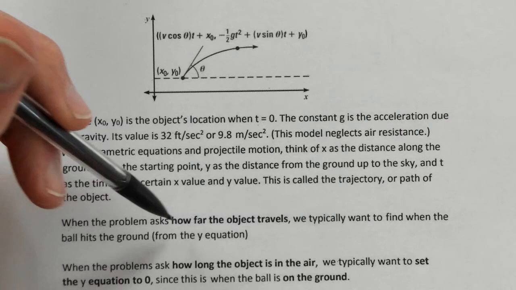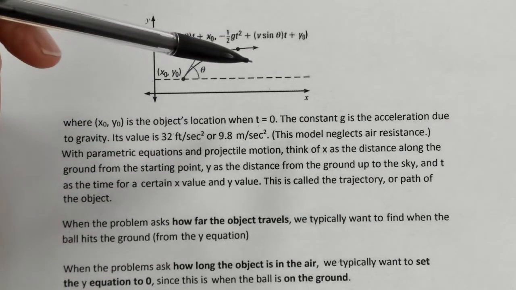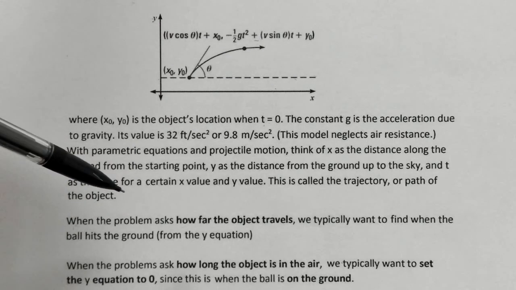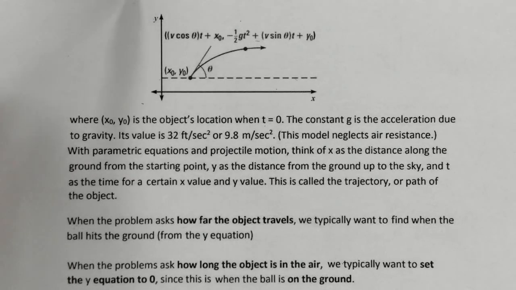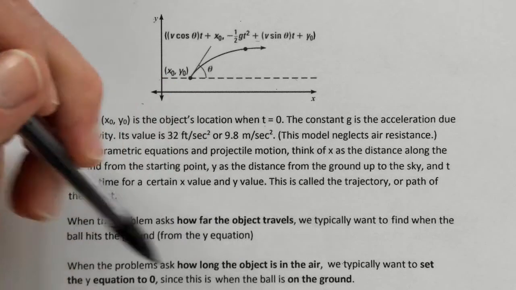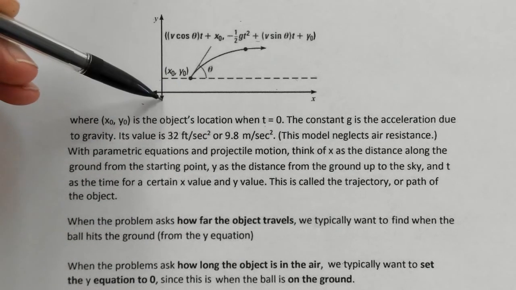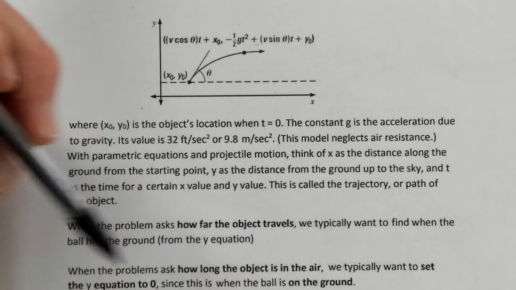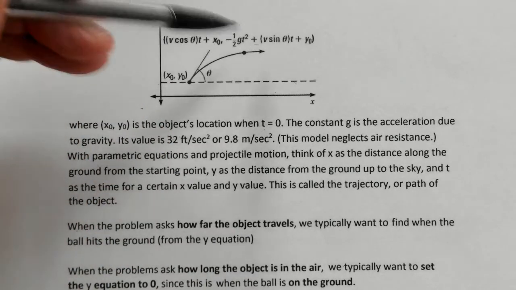So again, if you want to see how far the object travels, meaning horizontal distance, then you want to find when the ball hits the ground from the y equation, and you can plug that back into the x equation to get the distance. How long was it in the air? You want to set the y equation to 0, because when it's on the ground at height 0, solving that for t will tell you how many seconds it was in the air. And then, of course, the maximum height would be the vertex of that parabola.